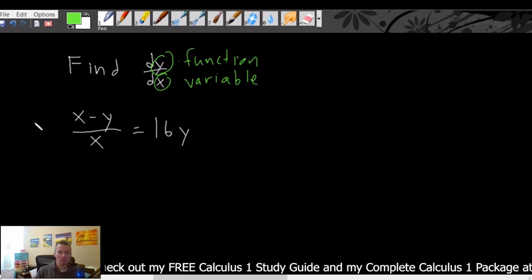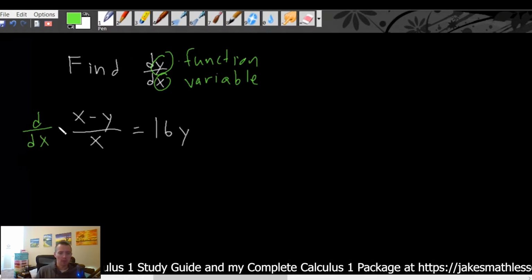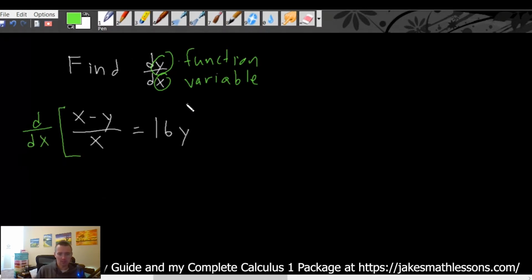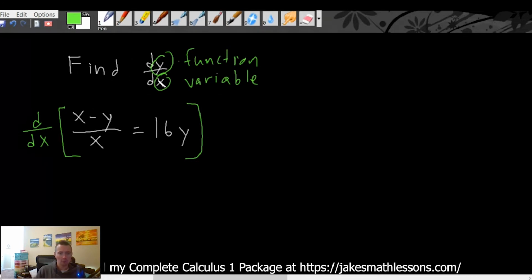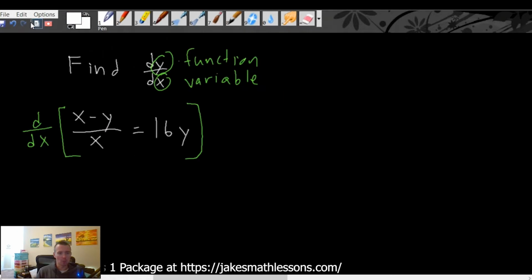So basically what we know right away, based on what the problem is telling us to find, we're going to need to find the derivative with respect to x, because x is our variable, because x is on bottom here. So we're going to take the derivative with respect to x of both sides of our equation.